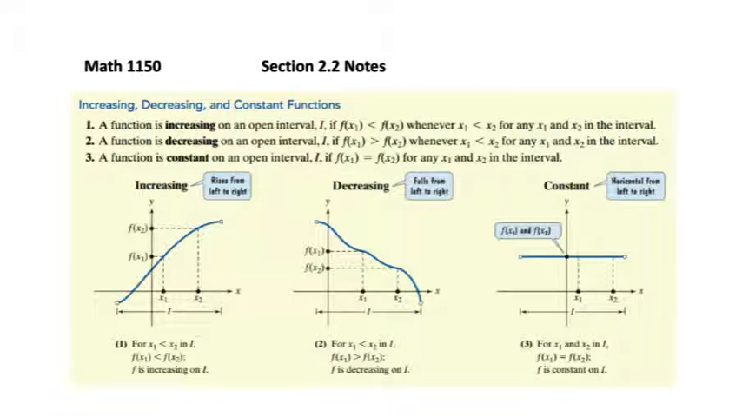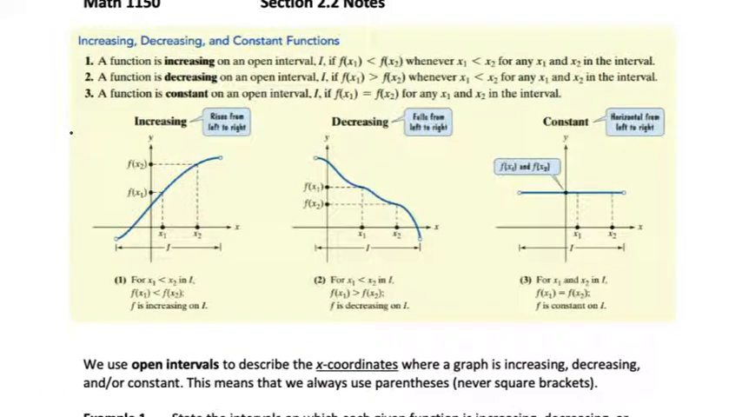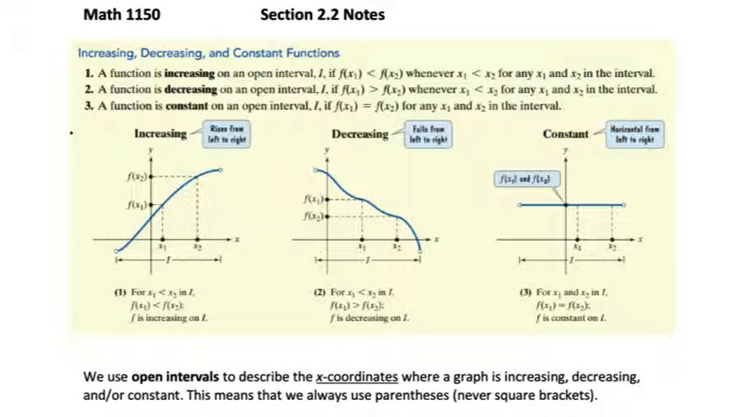In this video for section 2.2, we're talking about how to identify where a graph is increasing, decreasing, and constant. Now, the definitions that the book gives are a little bit complicated. Basically, what we want to do is just look at the graph and determine, is the graph rising from left to right, is it falling from left to right, or is it horizontal? And we always look from left to right. The same direction that we read is left to right.